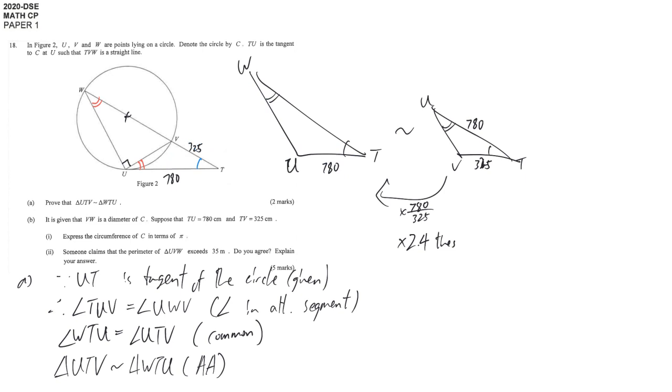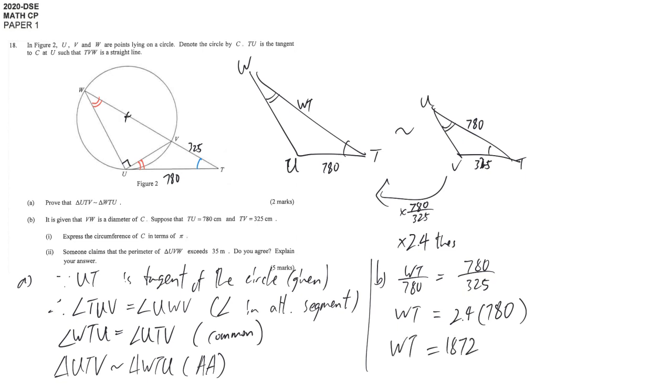A very typical application of a similar triangle. This to this is equal to this to this. So we write down WT here. WT to this length 780 should equal 780 to 325. So part B, WT divided by 780 equals 780 divided by 325. Or more common sense, that means 2.4 times this length that we measured just now. This length times 2.4, so straightforward, is 1872. So total length here is 1872.